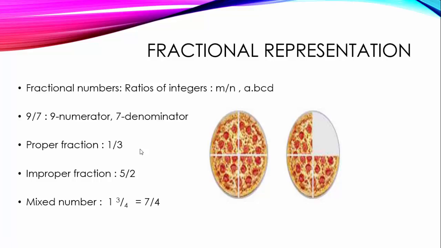Fractions that are greater than 1 are called improper fractions. An improper fraction can also be written as a mixed number. 5/2 is an improper fraction. An integer combined with a proper fraction is called a mixed number. 4 3/5 or 1 3/4 is a mixed number. This can also be written as an improper fraction, 23/5.